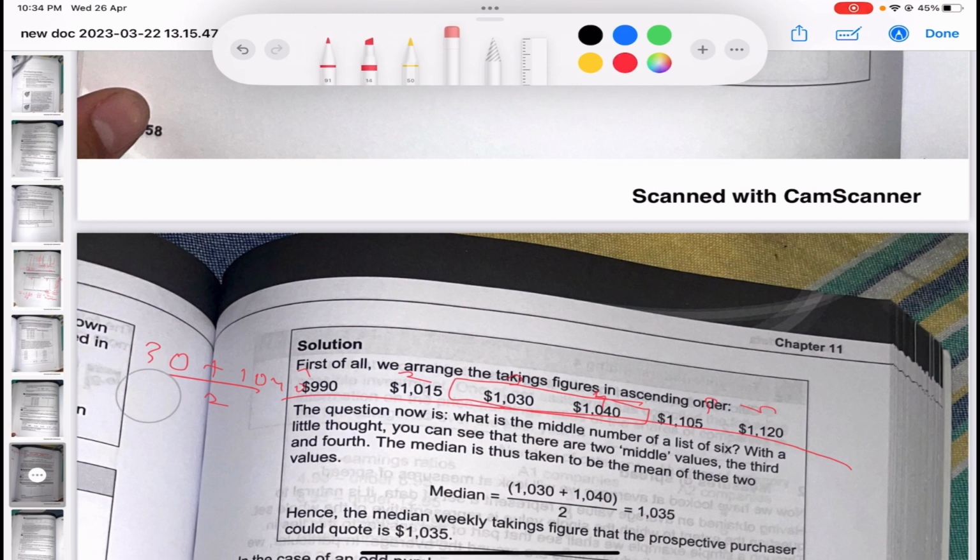I hope you understood what I did. If it is an odd number, let's say if I had this as the next number, then I have 3 over here, and 1040 would be my median, if that was a data set with an odd number of observations. But here we are given an even number, so in that case I'll take the middle two values, add them and divide by 2. Then I'll be getting the median.